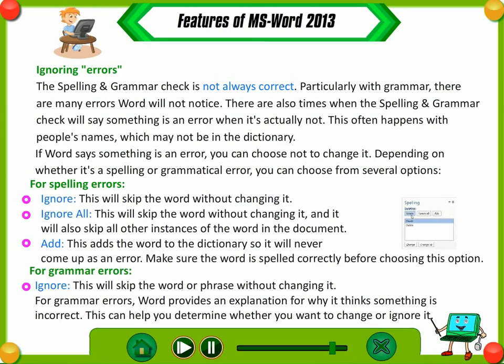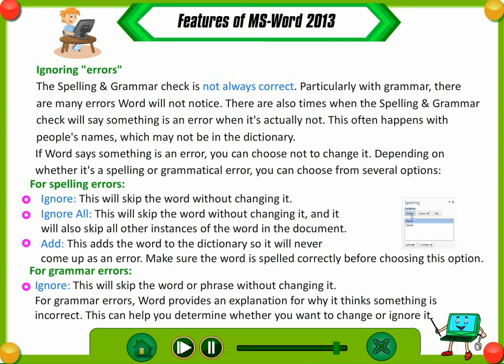For spelling errors, Ignore. This will skip the word without changing it. Ignore All. This will skip the word without changing it, and it will also skip all other instances of the word in the document. Add. This adds the word to the dictionary so it will never come up as an error. Make sure the word is spelled correctly before choosing this option.